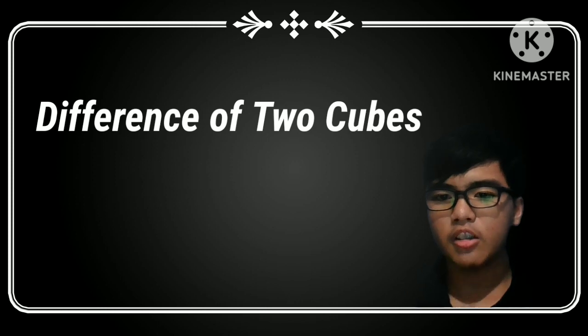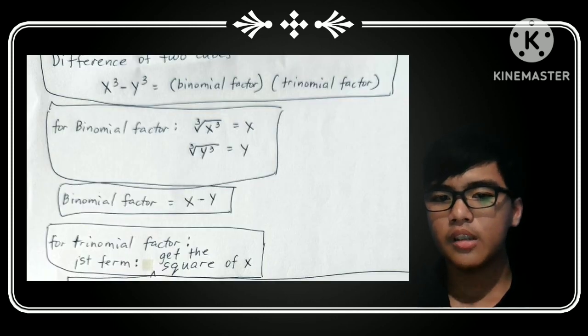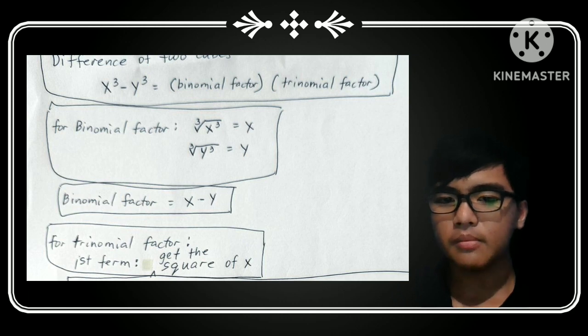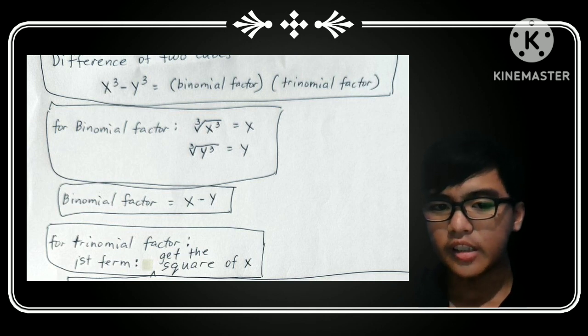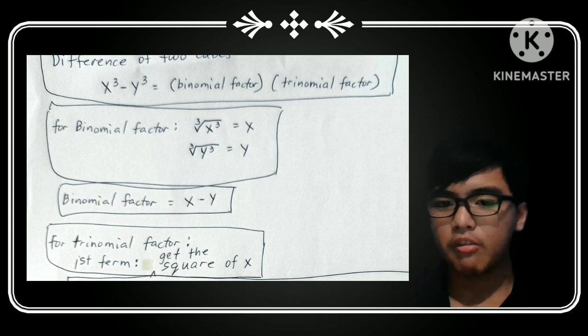For the difference of two cubes, x cubed minus y cubed, the pattern is the same as with the sum of two cubes. You get the cube root of x cubed and y cubed for the binomial factor, and that is x minus y. For the first term of the trinomial factor, you square the x, so you will get x squared.